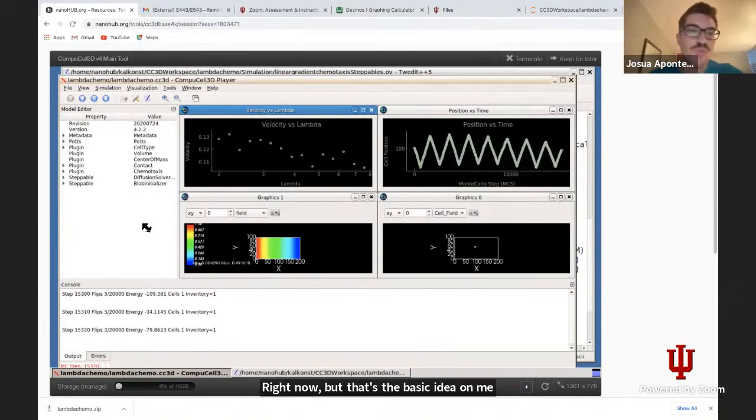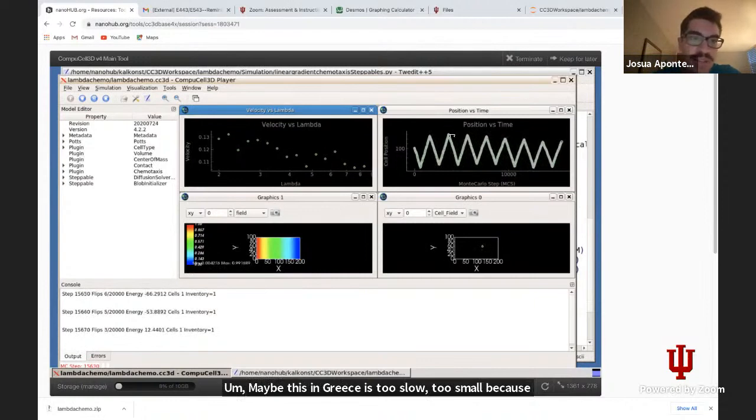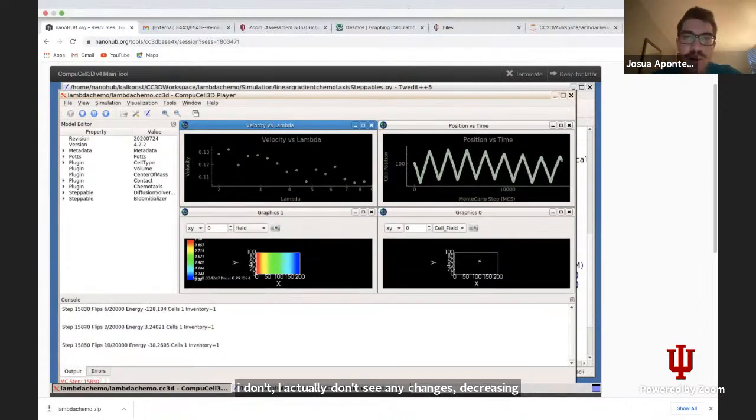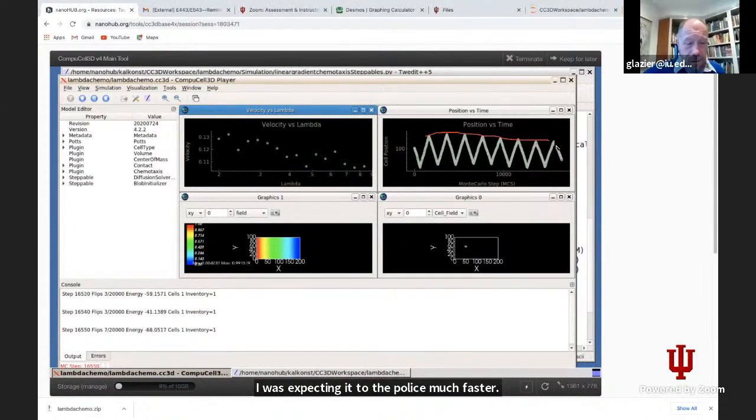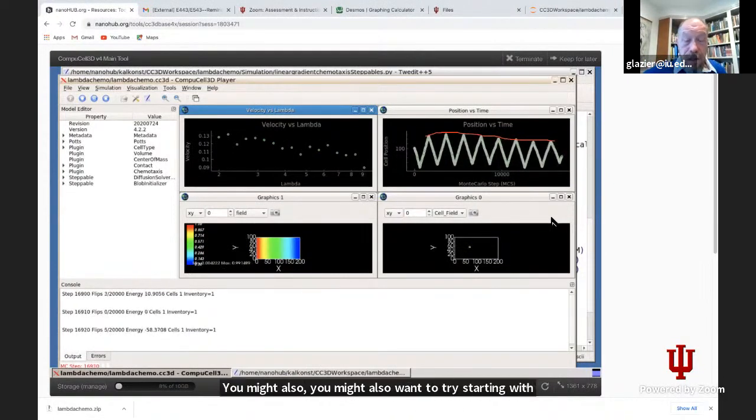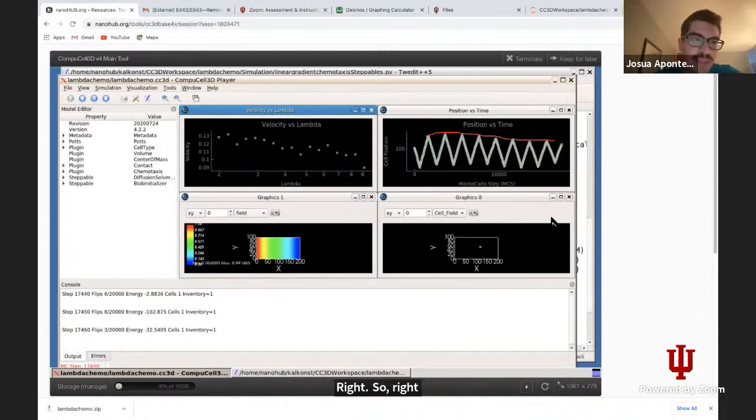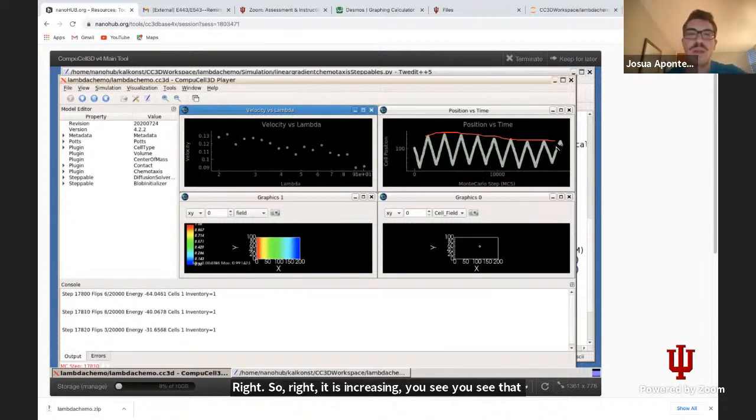Maybe this increase is too small because I actually don't see any changes. It's decreasing a little bit, but not terribly. I was expecting it to decrease much faster. You might also want to try starting with a slightly larger lambda chemo so that it moves a little faster. Right. So, it is decreasing. You see that it is clearly decreasing, and that was what we were expecting.